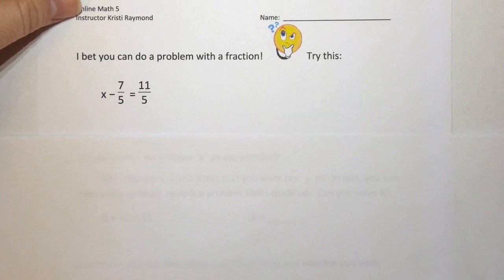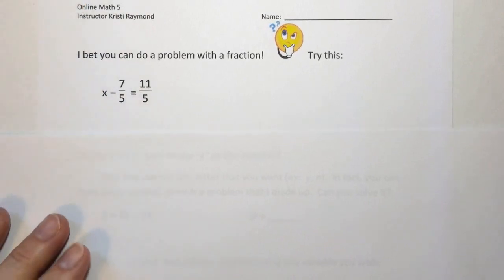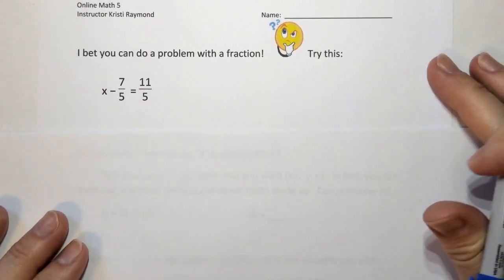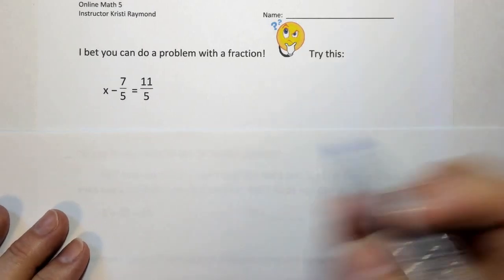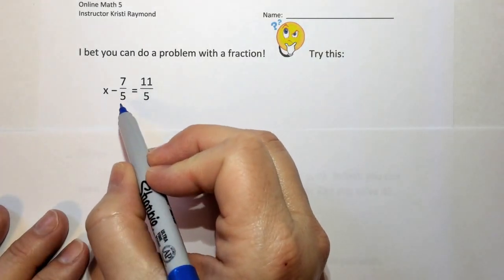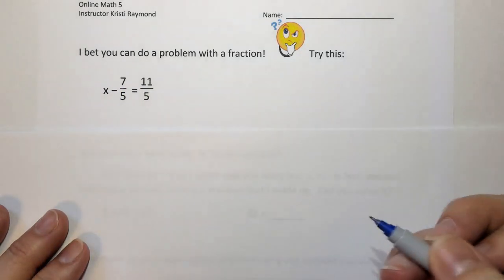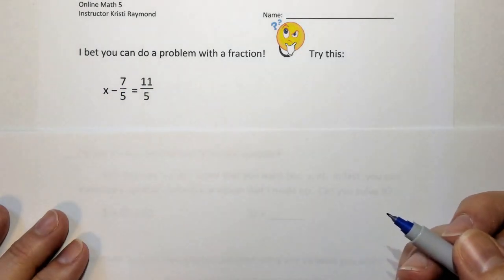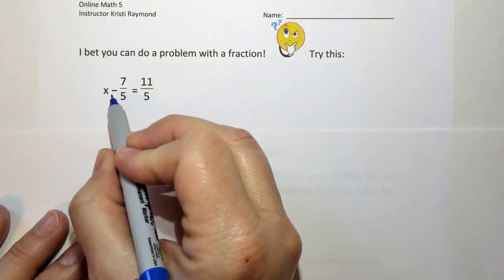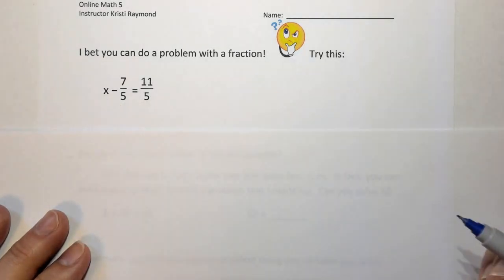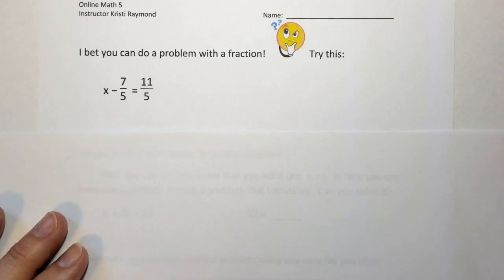Some people start to panic right about now when they see a fraction. Think way back to Math 4, but I bet you can do a problem with a fraction, so try it. X minus 7/5 equals 11/5. Well, the first step is to notice which operation you have. And here it is. I have subtraction. So then what do I do?